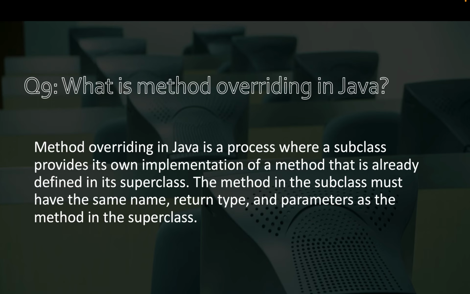Method overriding in Java is a process where a subclass provides its own implementation of a method that is already defined in its superclass. The method in the subclass must have the same name, return type, and parameters as the method in the superclass.